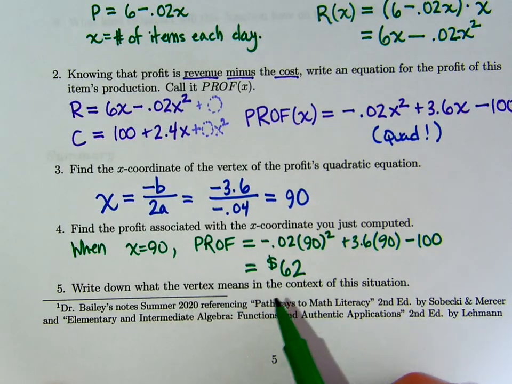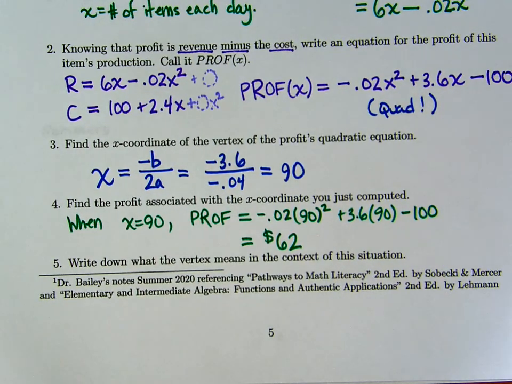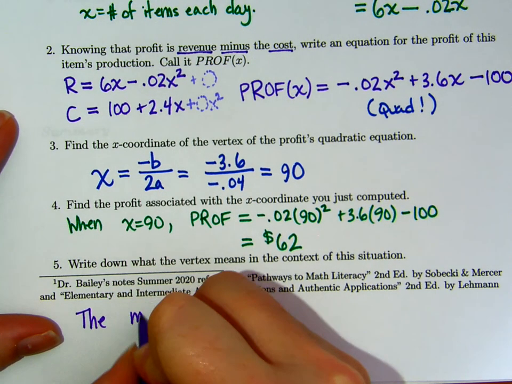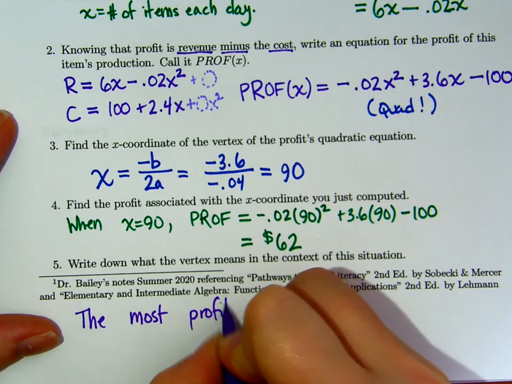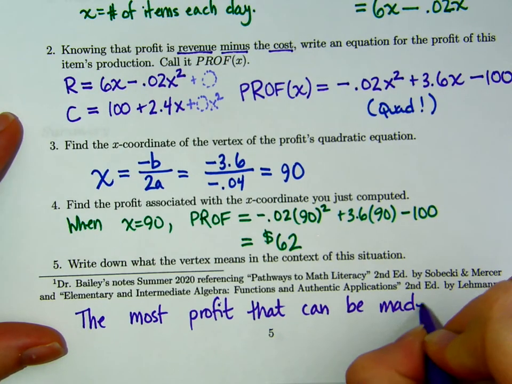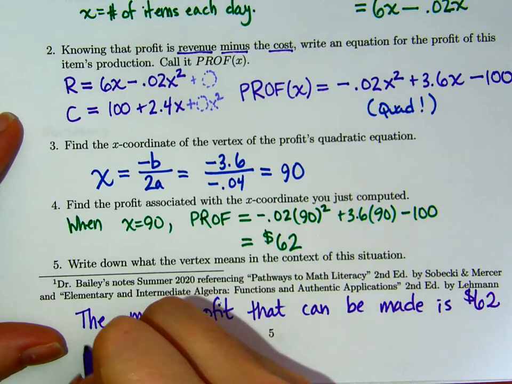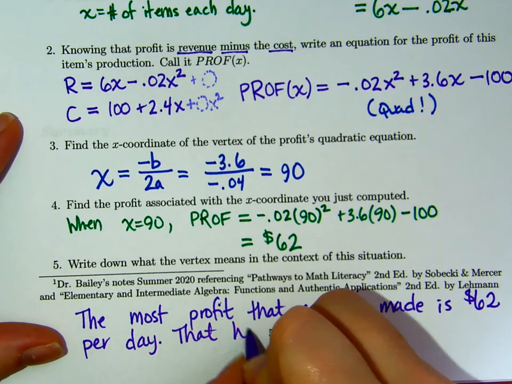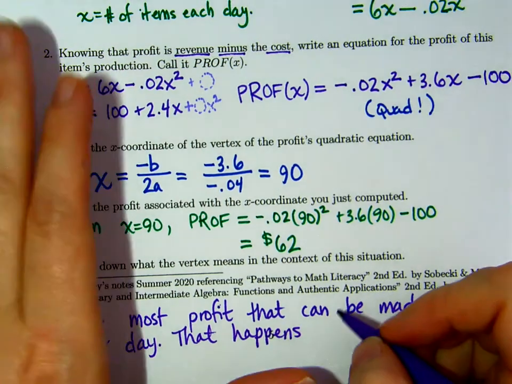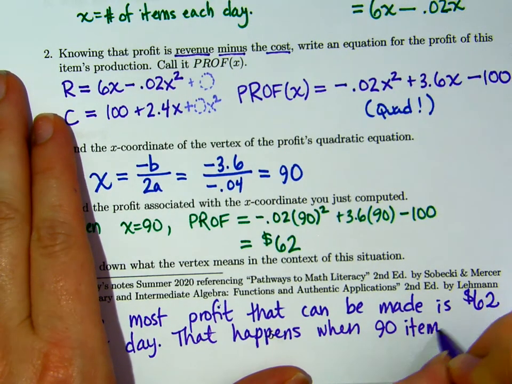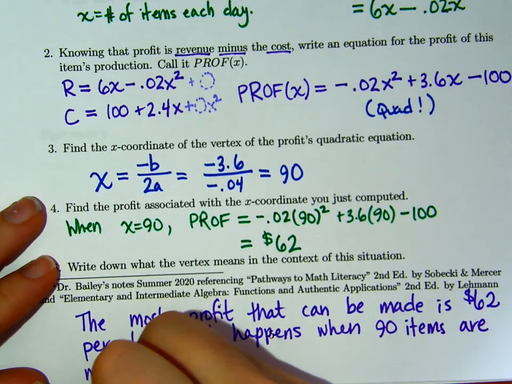Write down what the vertex means in the context of this situation. The most profit that can be made is $62 per day. That happens when 90 items are made and sold.